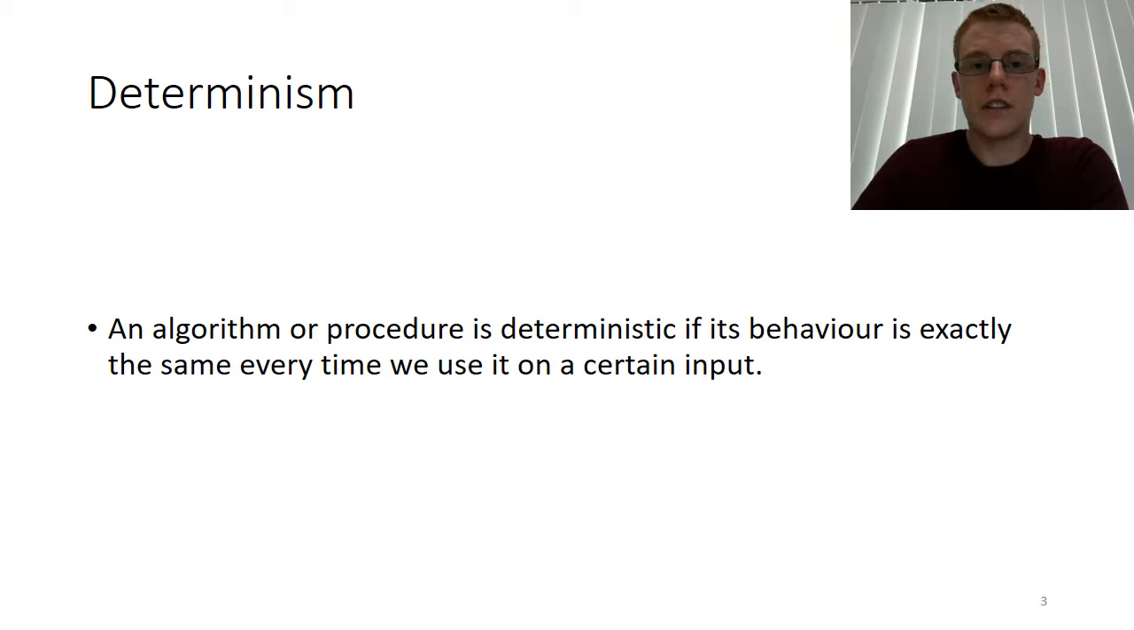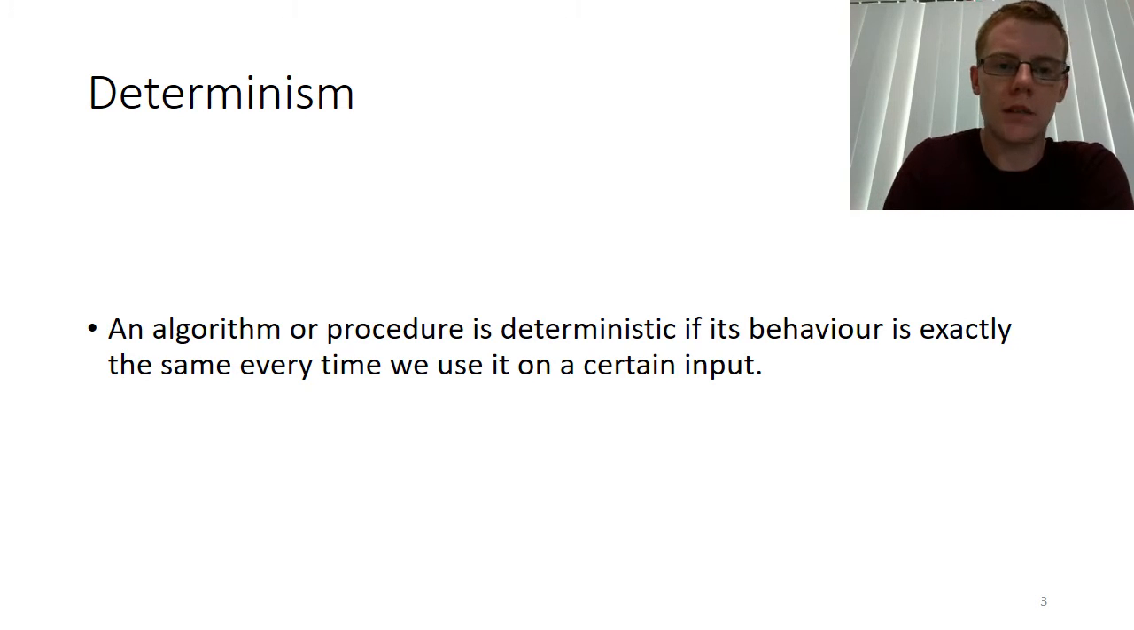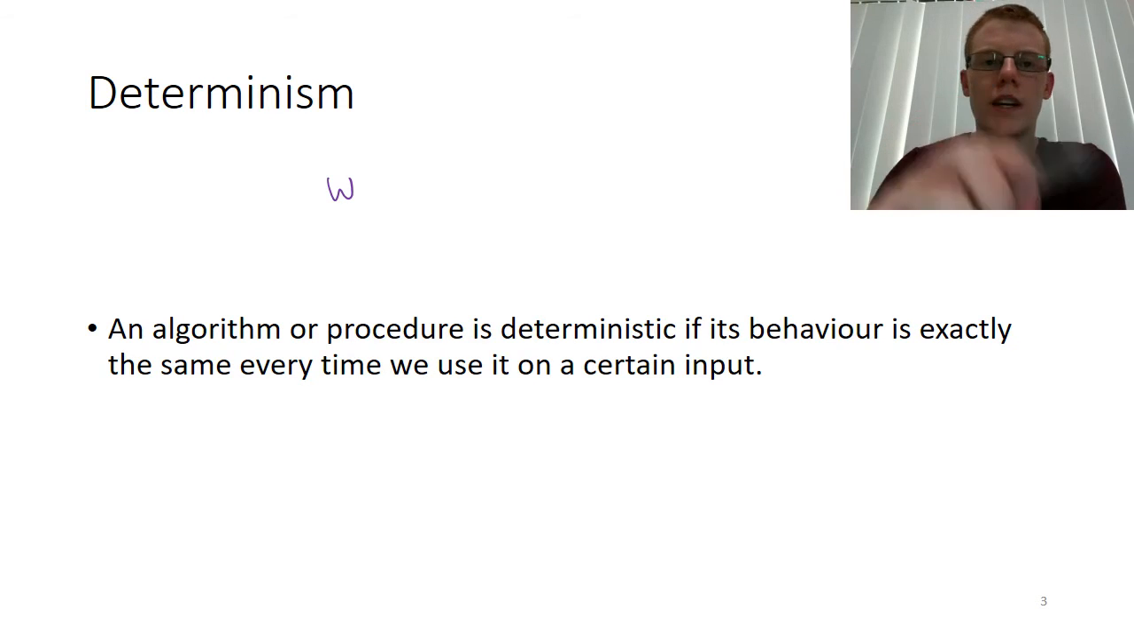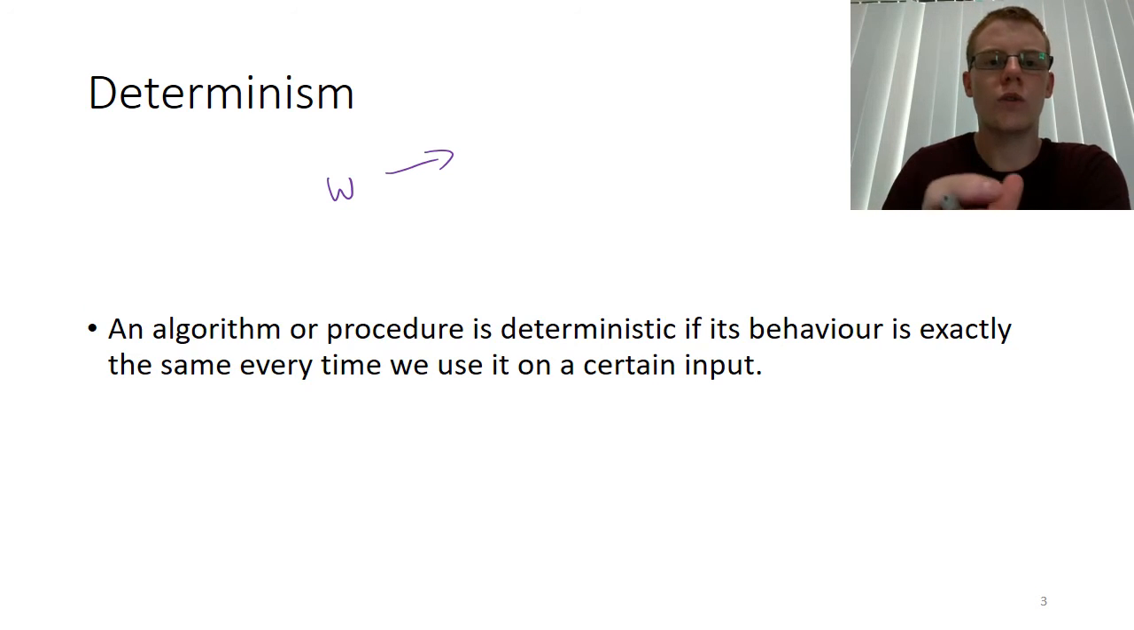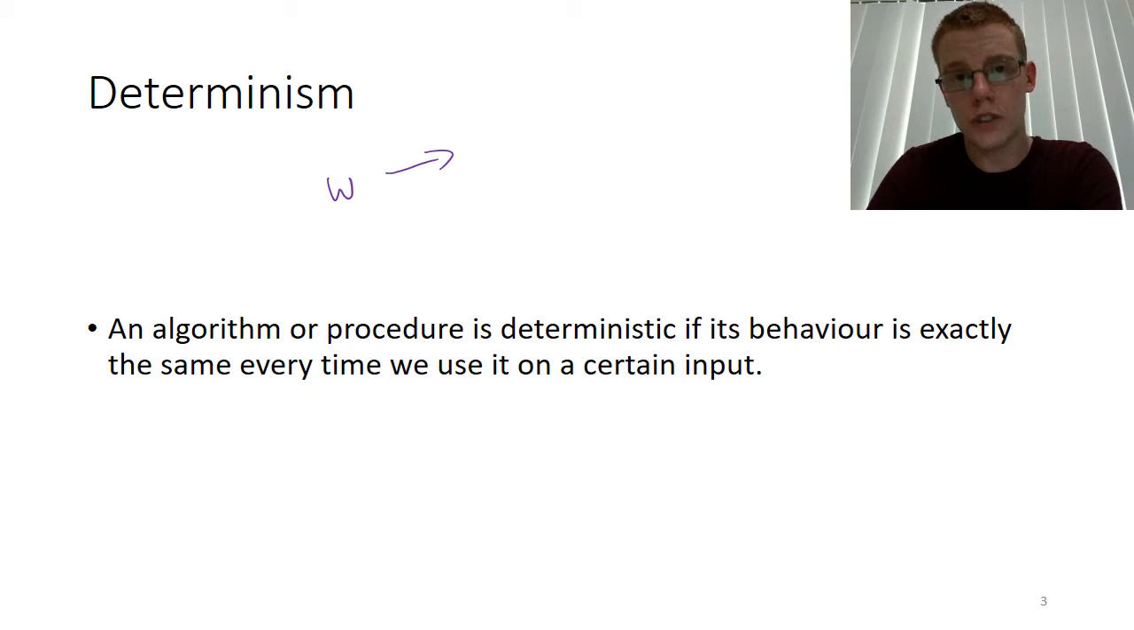So first, some definitions. An algorithm or a procedure is deterministic if its behavior is exactly the same every time we use it on a particular input. So if we give some method a particular input, then the way in which it computes its solution will always be fixed. Then that method is deterministic. If, however, the method has a number of choices which it may make in some arbitrary or non-specified way, then that method becomes non-deterministic.